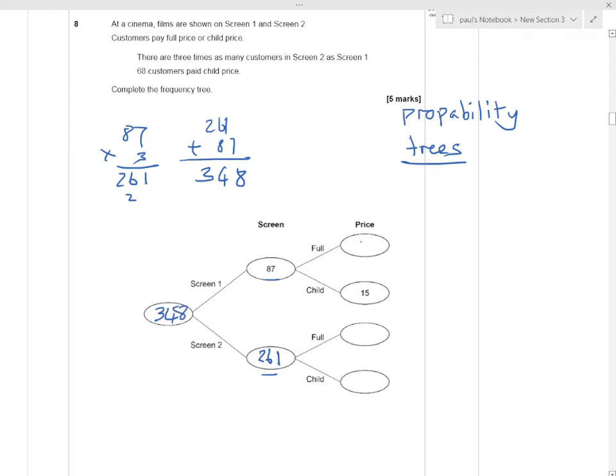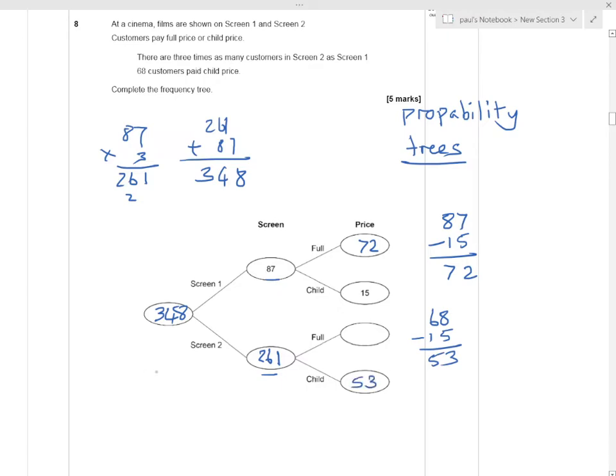Now, to find out the full price, we know how many of these 87 are paying the child. So it's 87 minus 15. So that's 72 goes up there. And 68 customers paid the child price. Well, we know about 15, so how many in there? So we got 68 in total. Take away 15 is 53. So there's 53 in there.